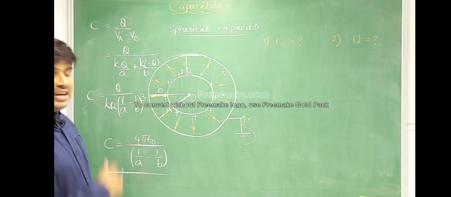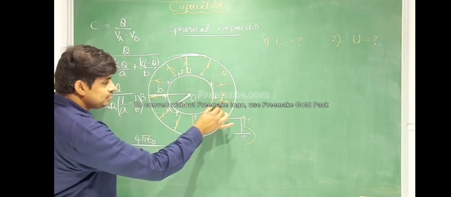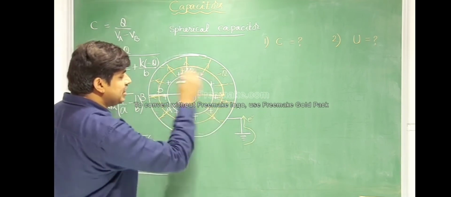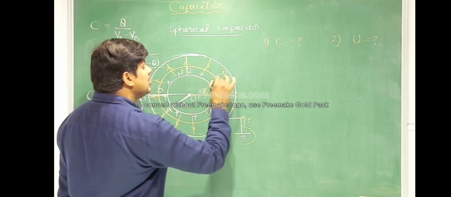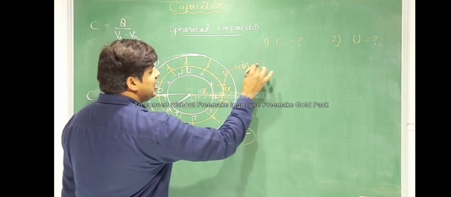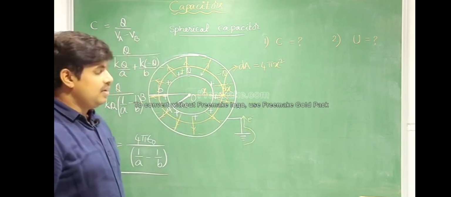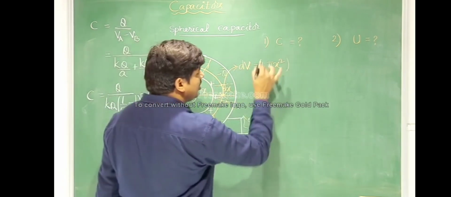Now how to find out the energy? If you want energy, where energy is a field between these two, so you can imagine one imaginary area, right? So for this spherical area, let the radius be x, let the thickness be dx, and this area is dA. dA is equal to 4 pi x square. We want volume dV. dV is equal to 4 pi x square, this is spherical area, into thickness dx.